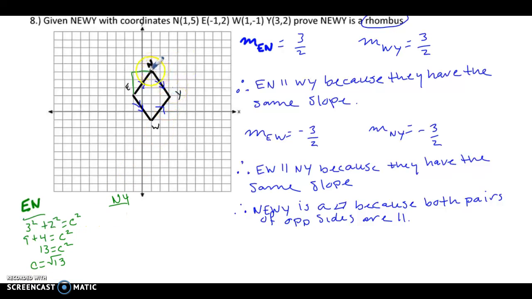And then I can do the same thing for NY. And notice when you count those sides, it's 3 squared plus 2 squared again. So you can just get to the end, skip the work, and say c equals the square root of 13. So we now know EN equals the square root of 13. And we know NY equals the square root of 13. So we're going to draw another conclusion. EN is congruent to NY because they have the same length.